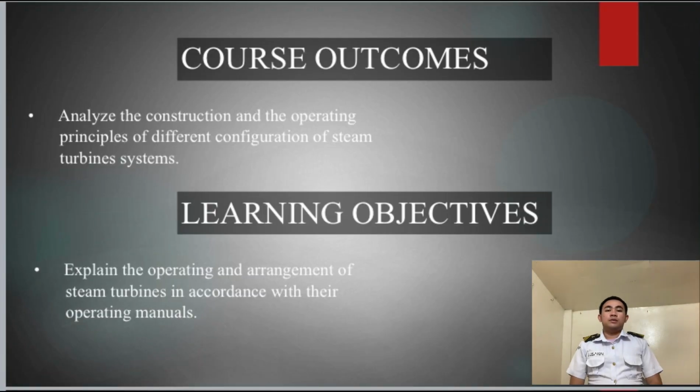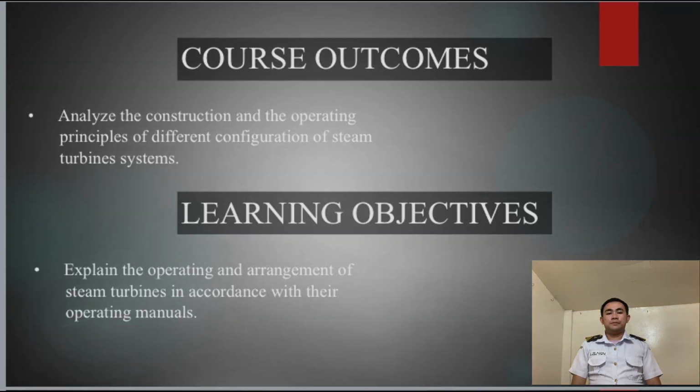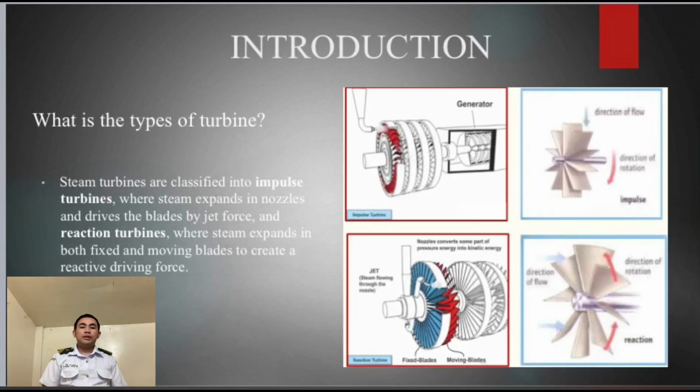For the course outcomes: analyze the construction and operating principles of different configurations of steam turbine systems. The learning objectives: explain the operation and arrangement of steam turbines in accordance with their operating manuals. What are the types of turbine?